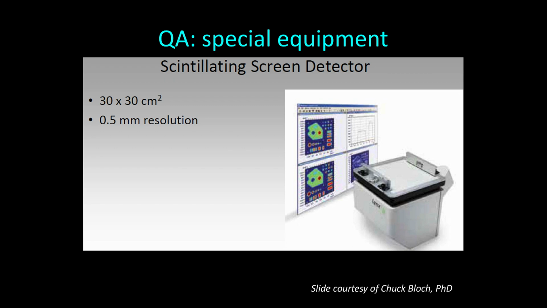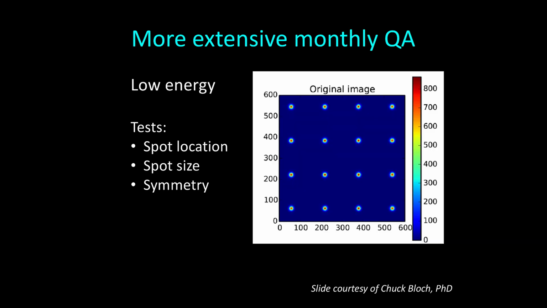Here's another type of equipment, a scintillating detector, 30 by 30 cm in a very high resolution. Again, this can be used for patient-specific QA. Here's a type of test that's done monthly. So you'll look at the spot location and the size and the symmetry of each spot, and you'll scan it across the field at different locations.